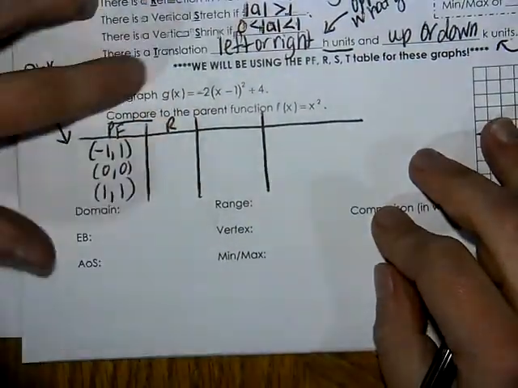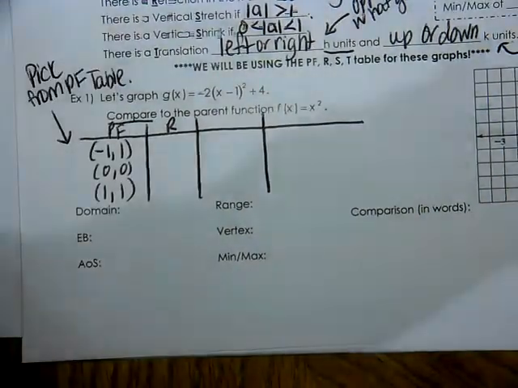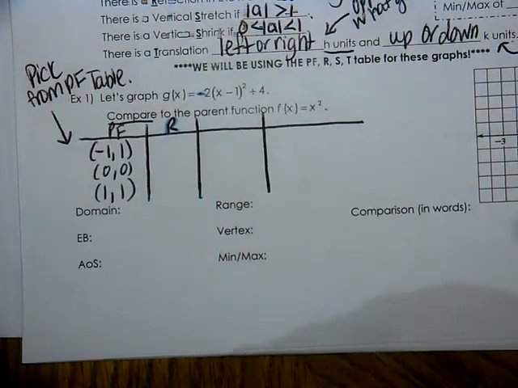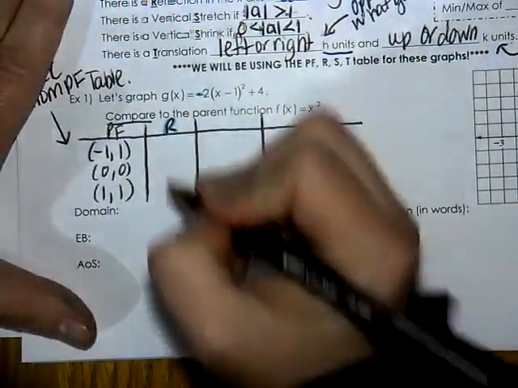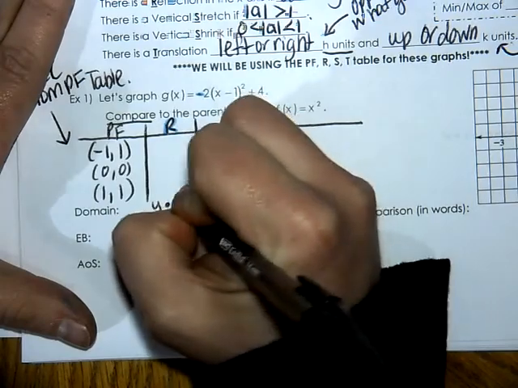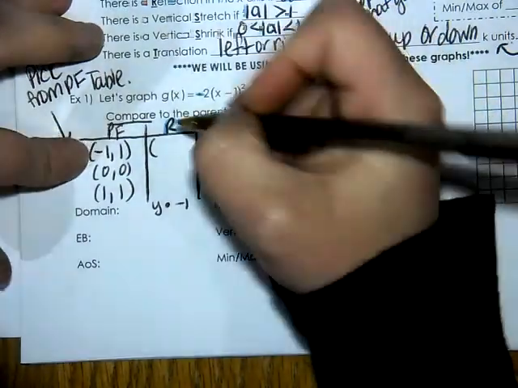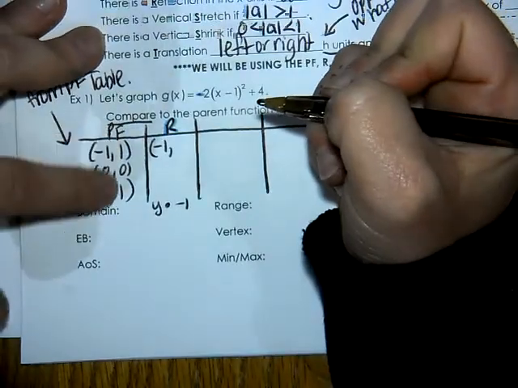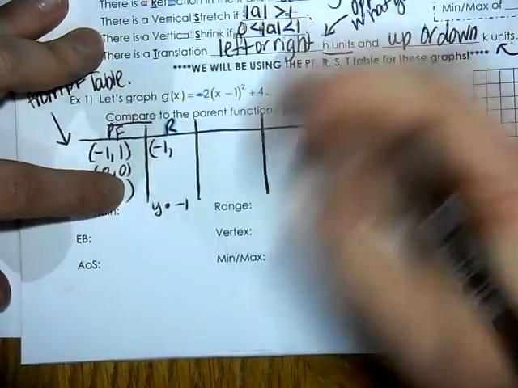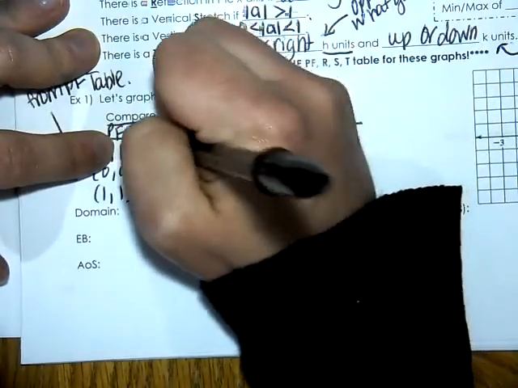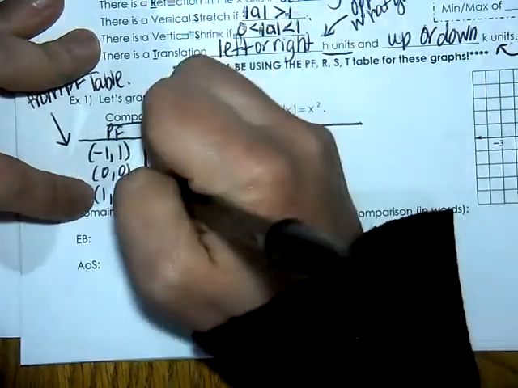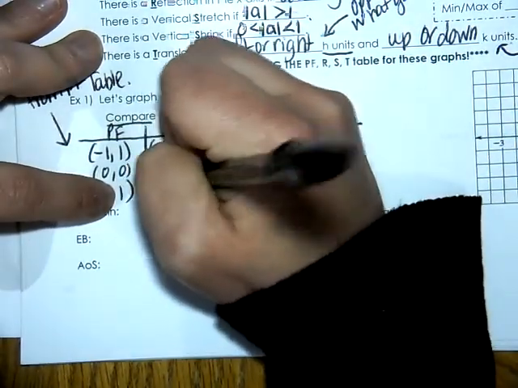Next, we have R. So R represents the word reflection, and in this case, we do have a negative symbol. So that indicates that, yes, we will have a reflection. And how we will address the ordered pairs is we will multiply all Y values by negative 1. So I'm going to take my original ordered pairs in the previous table, and multiply all Y values by negative 1 to represent that we have a reflection. So 1 times negative 1 is negative 1. 0 times negative 1 is 0. And then 1 times negative 1 is negative 1.